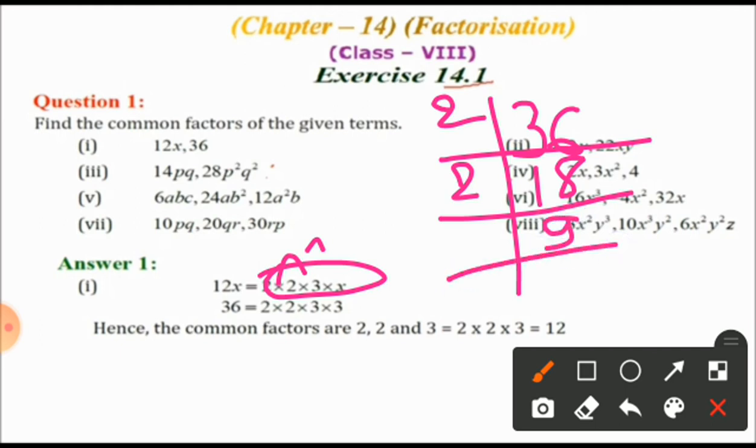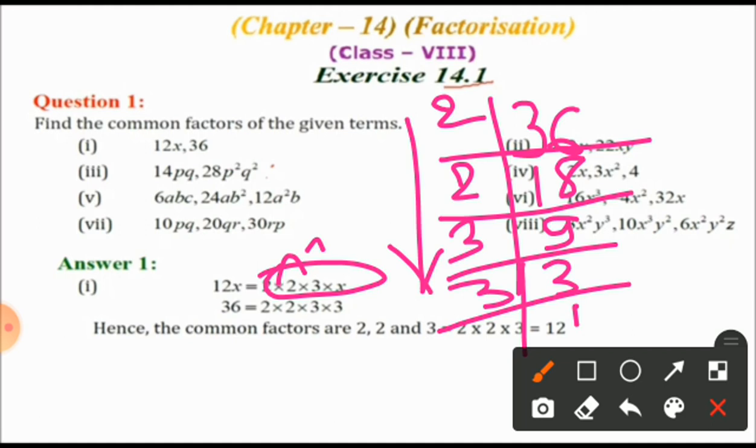Then 9 is an odd number. An odd number cannot be divided by 2. So what is the next number? 3. Is 9 divisible by 3? Yes. 3 threes are 9, and one more 3 is there; 3 ones are 3. At last we get 1. Multiply these numbers: 2 into 2 into 3 into 3. These are the factors, or the factorization, of 36. Or you can say 2 twos are 4, 4 threes are 12, 12 threes are 36. Is that clear? Okay.